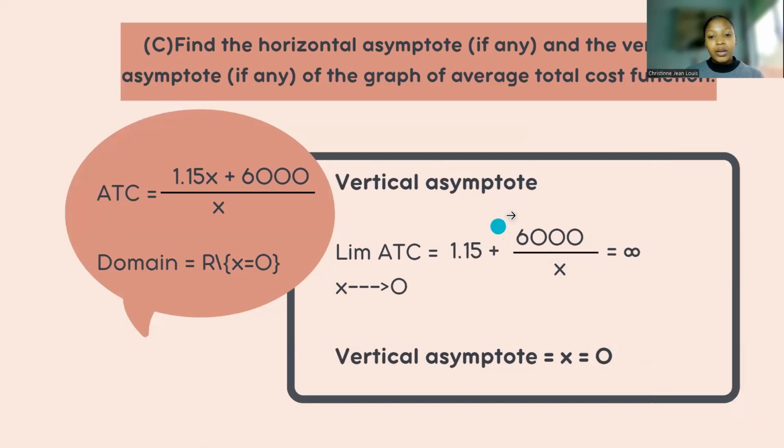And as for the vertical asymptote, we also took the limit of the average total cost function, but this time as x approaches 0. And as we can see here, as x approaches 0, the average total cost function is approaching infinity. So the vertical asymptote is basically x equal to 0.